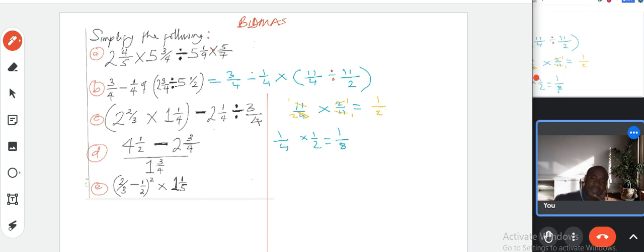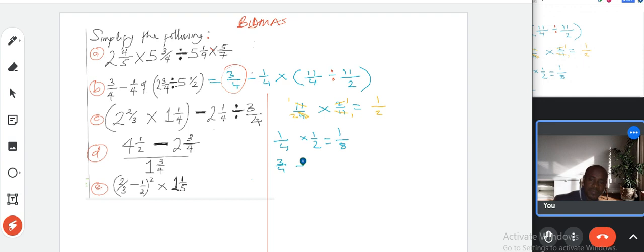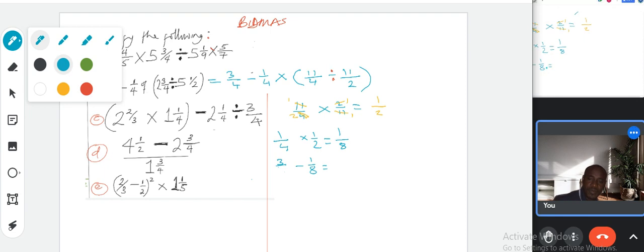Okay, so what do you do next? Add, there's no add, so you subtract. Go ahead. So would I do 3 over 4 minus 1 over 8? Yes. Interesting. So it will now be 3 over 4 minus 1 over 8. Let me write the 4 properly. 3 over 4 minus 1 over 8.